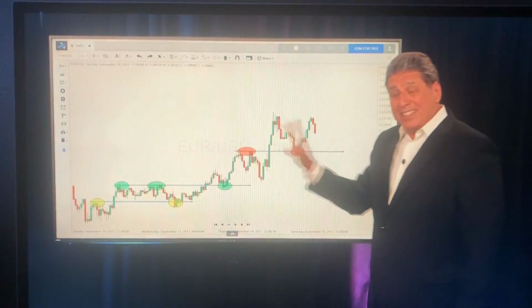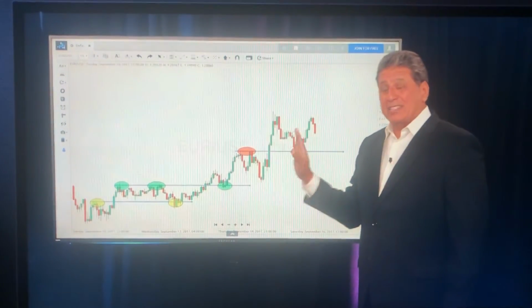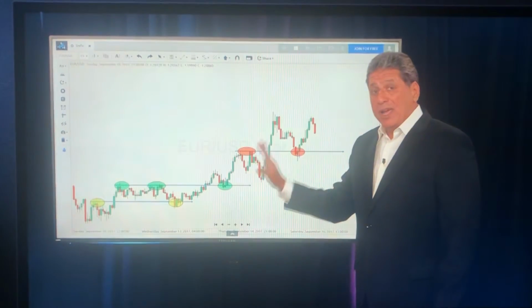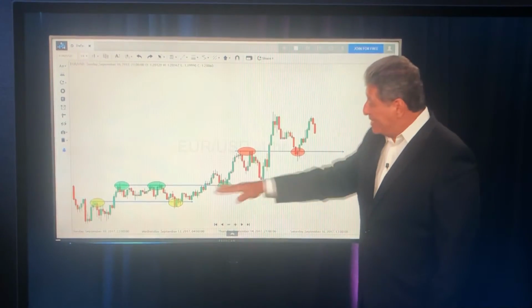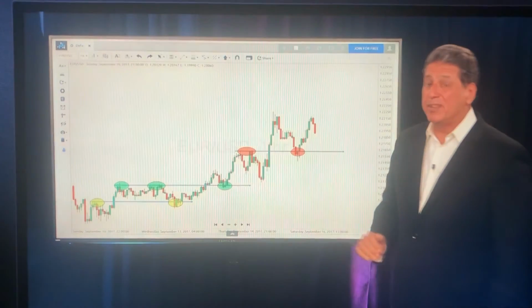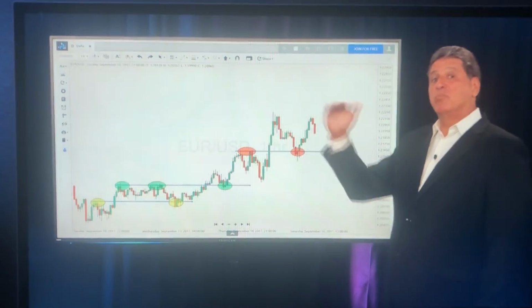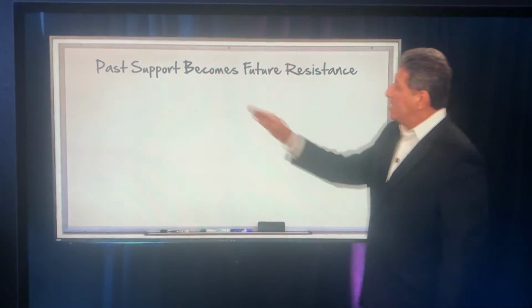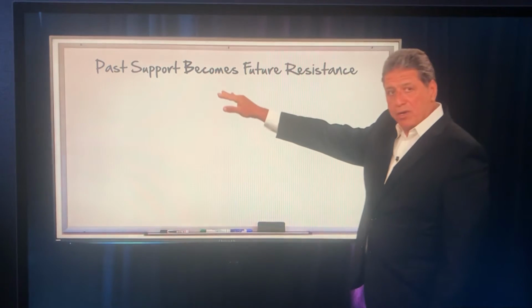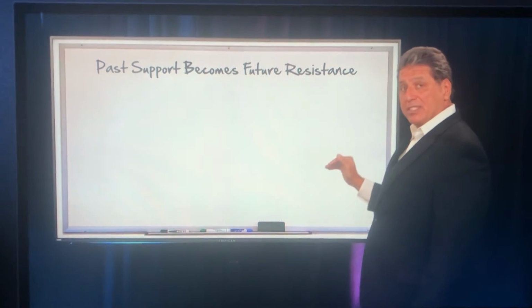So this is very, very important as a trend starts to grow. And it becomes very important to the trader because these are great locations to get in the market to take advantage of the next bullish move. Now let's discuss how past support becomes future resistance.